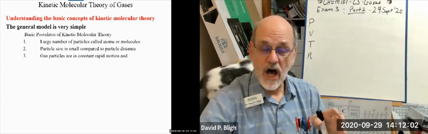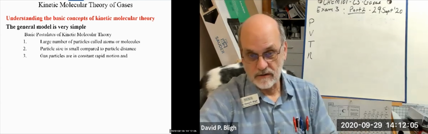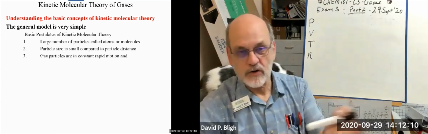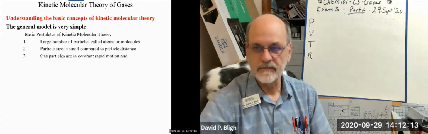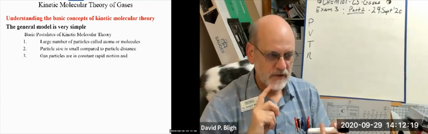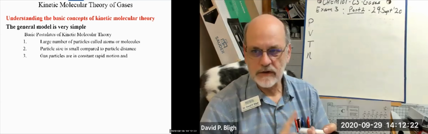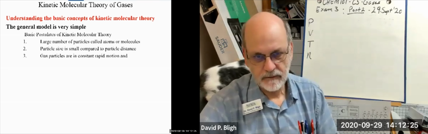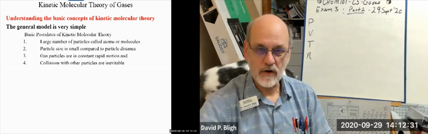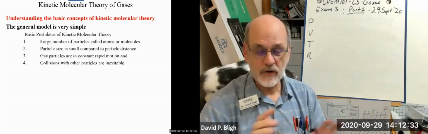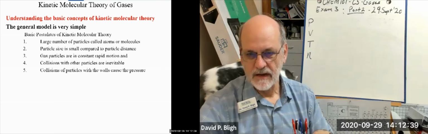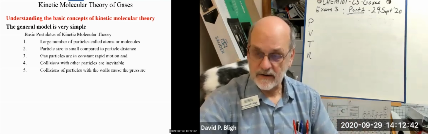They are also in constant, very rapid motion, extremely high velocities. In fact, they verge on the speed of sound in many cases, depending on the temperature, of course. So, we've got a large number of particles. They're spaced very far apart, and they're moving lickety-split. They do collide, right? Even though there's lots of distance between them, they're moving so fast that they can't avoid colliding with one another. And they collide with the walls of the container. That's how we measure pressure.